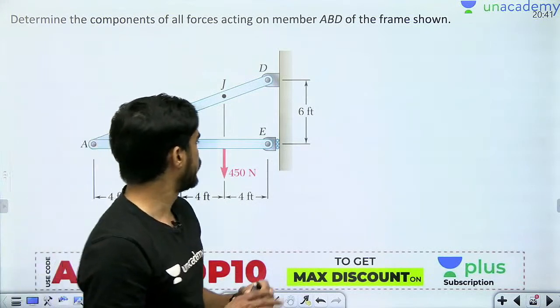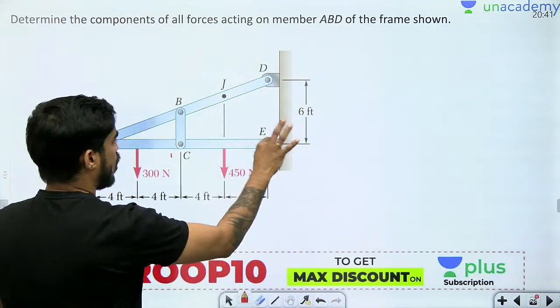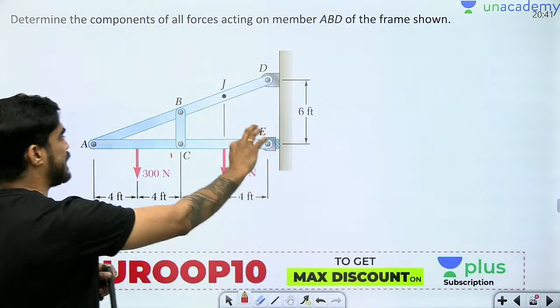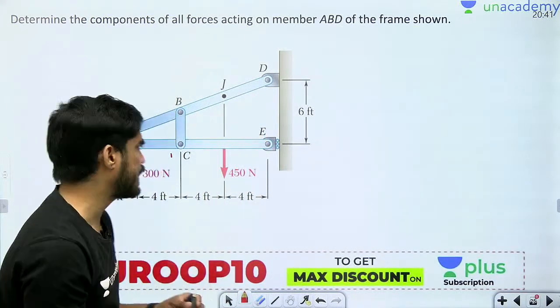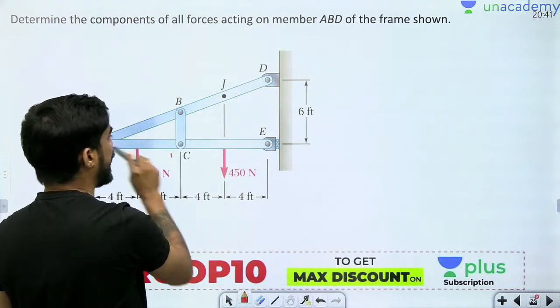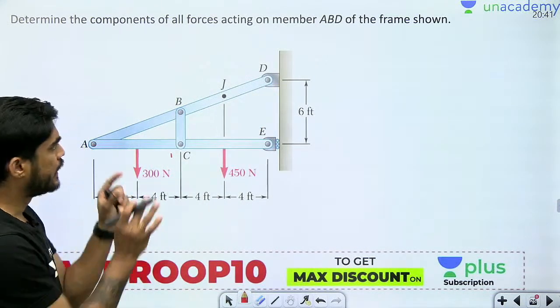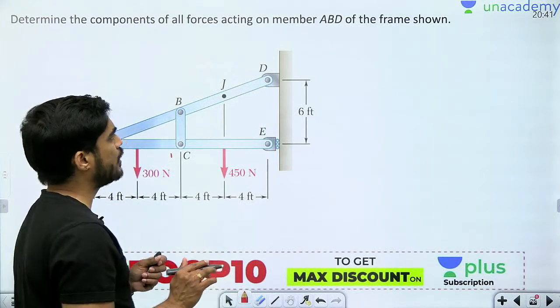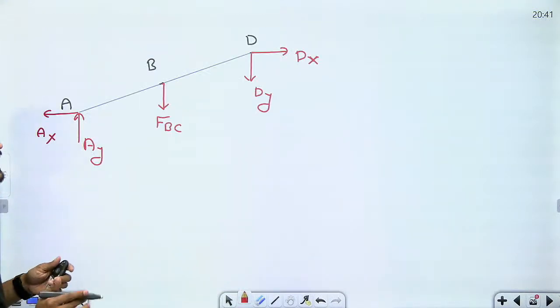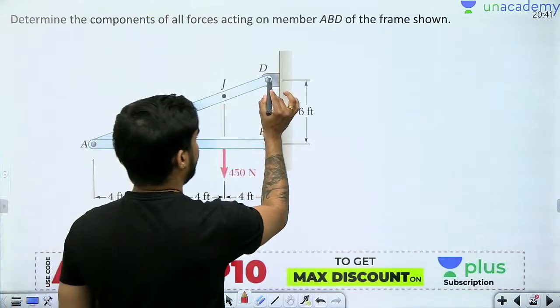Understand? You don't need to draw the FBD of ACE. We can draw the FBD of this entire frame together, right? Can I draw the FBD of this entire frame? Yes, I can draw the FBD of this entire frame, right?